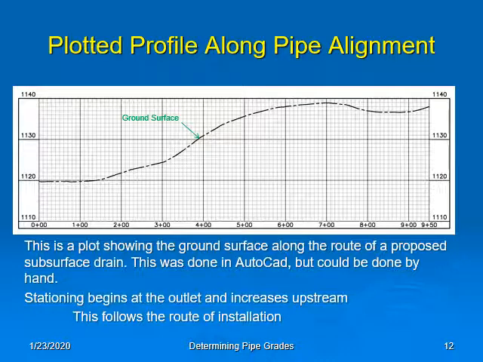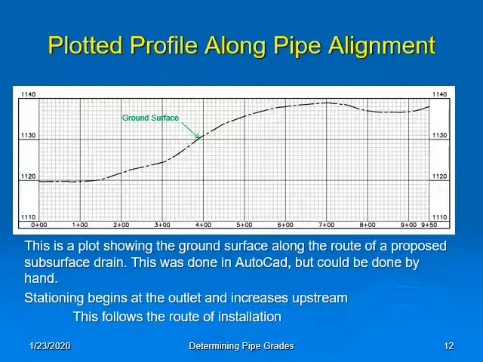Here is a plotted profile along a proposed pipe alignment. This is done in AutoCAD, but could be done by hand. Certainly it was done by hand for many years before we had computers and AutoCAD. As I mentioned before, stationing begins at the outlet and increases upstream, and this follows the route of installation.